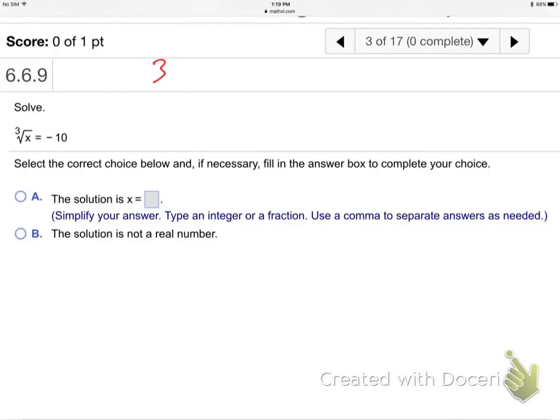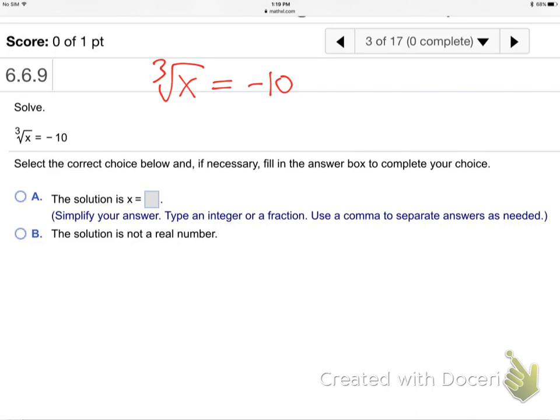So cube root of x equals negative 10. Now, what do you think I'm going to do to get rid of that root? I'm going to third power it, aren't I?